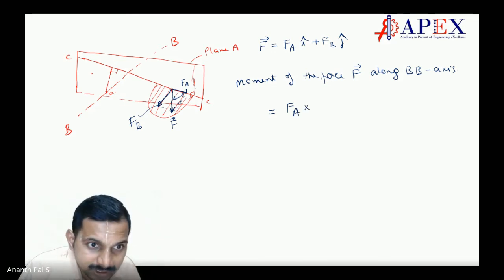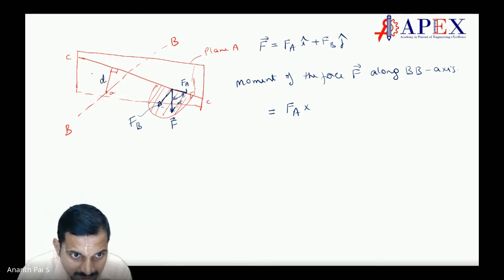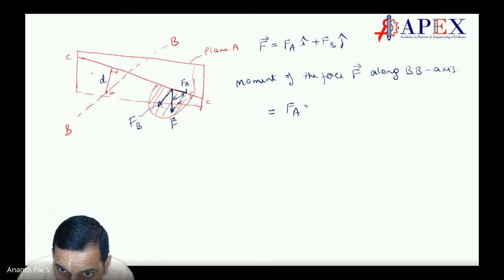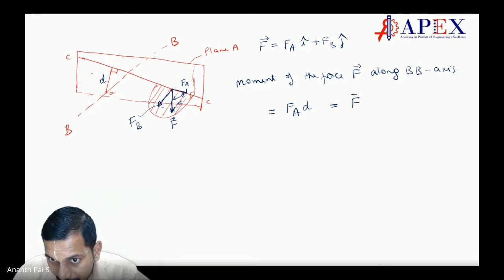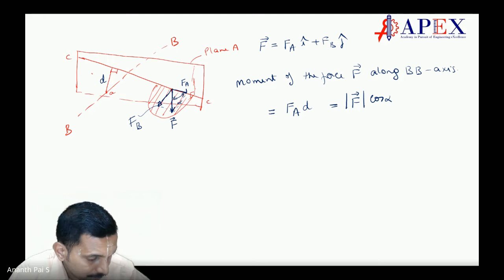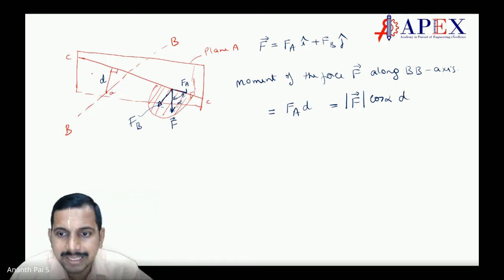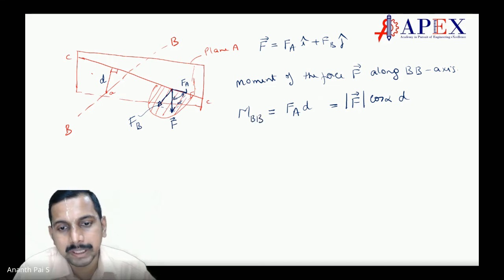I'll put this as distance D. I'm sorry here, students. This distance is D, from CC axis to point A. So it is not FA into D, it is FD. No cross there, okay? It is FD. This can also be equal to F magnitude cos alpha into the distance D. Makes sense? This is moment BB.